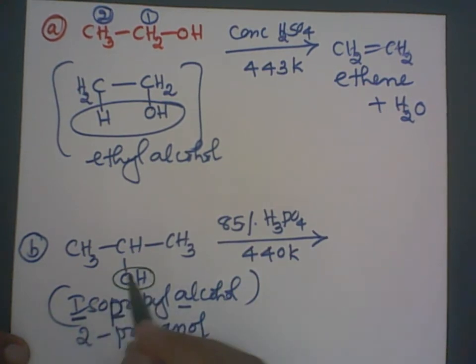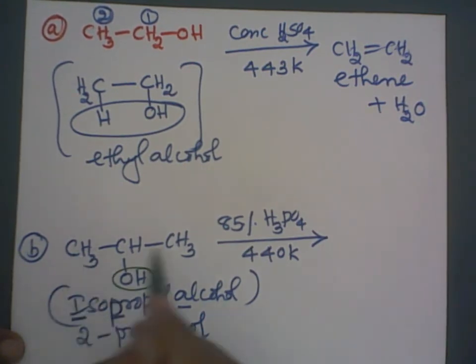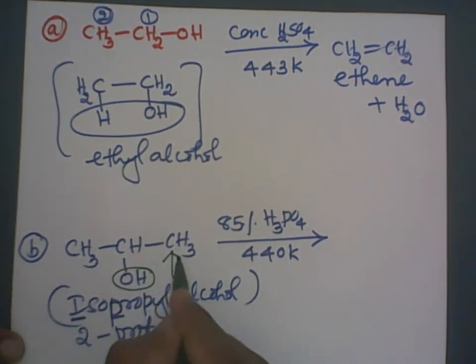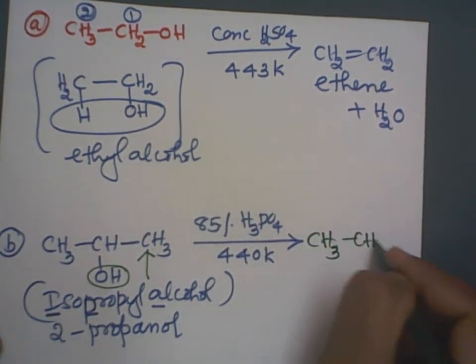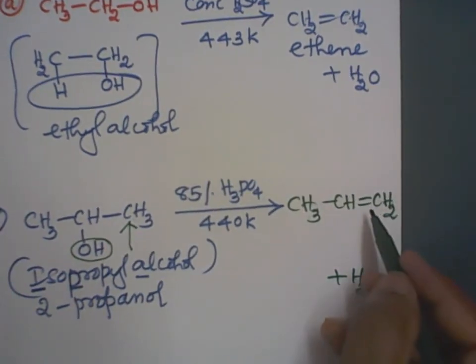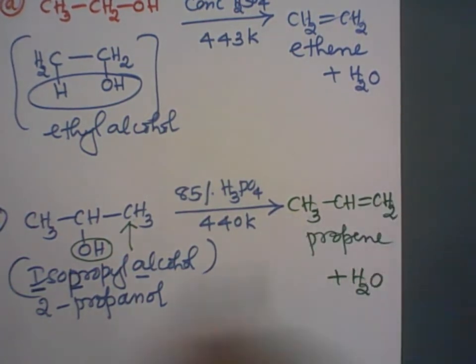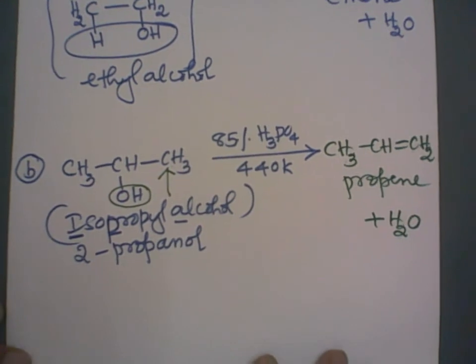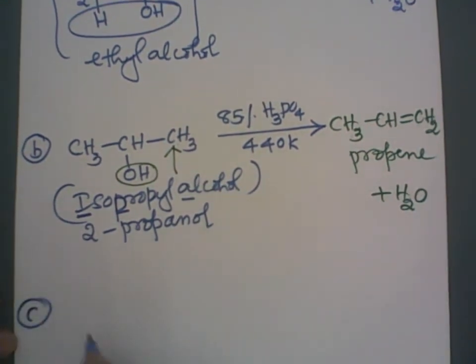H plus and OH minus. OH minus should be removed from the middle carbon atom. Remove H plus either from the first carbon atom or from the third carbon. So let me go for this carbon atom. So I'll get CH3, then CH=CH2 plus water, H2O. 3 carbon atoms are there, and the alkene is propene. This is known as propene, correct? Now let me go for the third example.